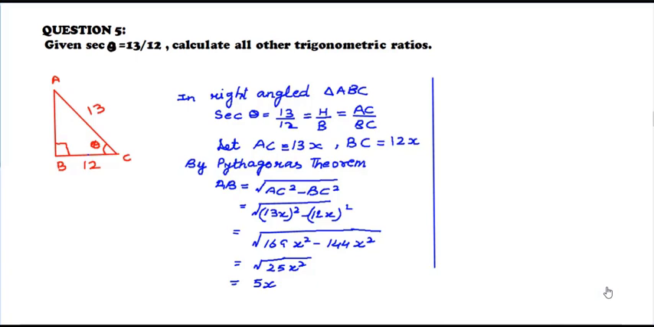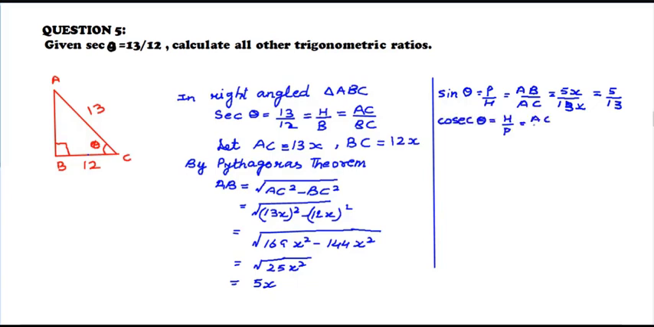Now let us find other trigonometric ratios. Sin theta is equal to perpendicular upon hypotenuse. So that is equal to AB upon AC. So that is equal to value of AB is 5x and AC is 13x. So x and x gets cancelled out. What remains is 5 upon 13. So value of sin theta is 5 upon 13.